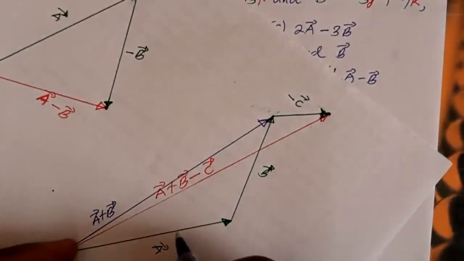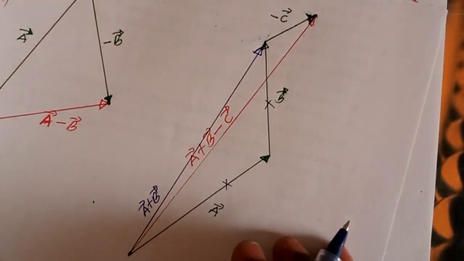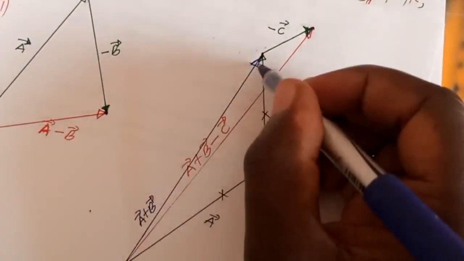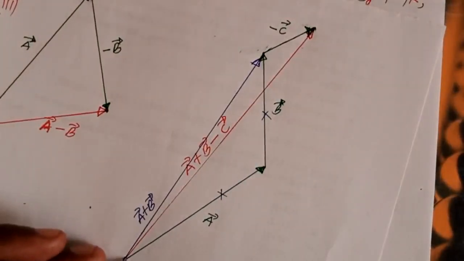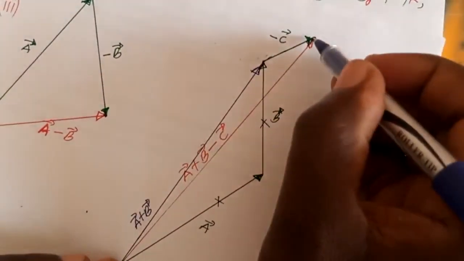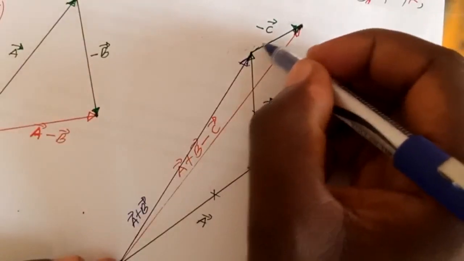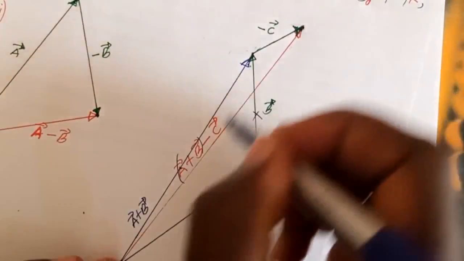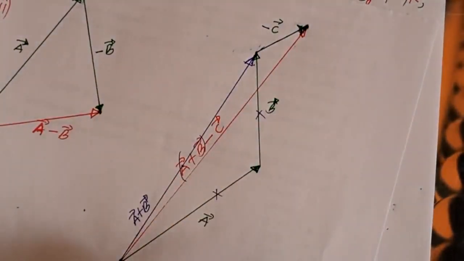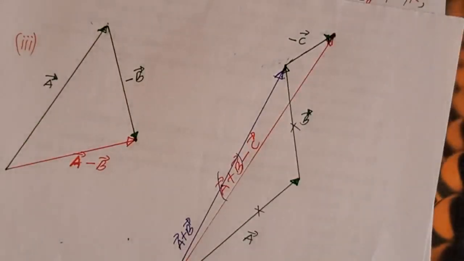It means you are going to ignore this one, you are going to ignore this one, and you only have this A plus B and then negative C. So you can see now you can draw from the tail of A plus B all the way to the head of negative C, and it means you are adding this one to this one. So you have A plus B for this one and then minus C. So the result will still be the same. So you have a choice. If you want to take the first one, or if you also want to take the second one.